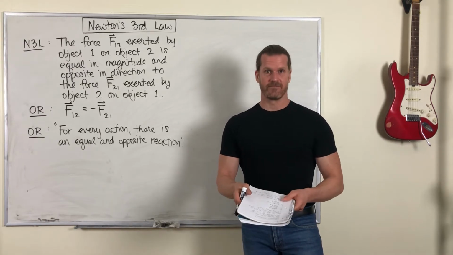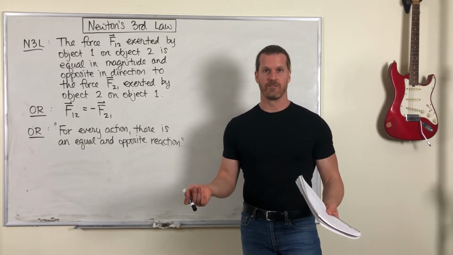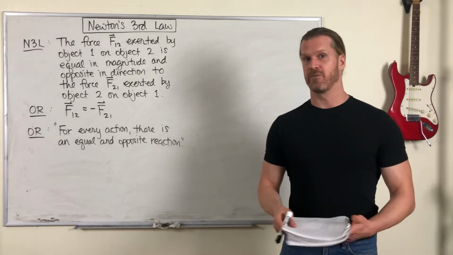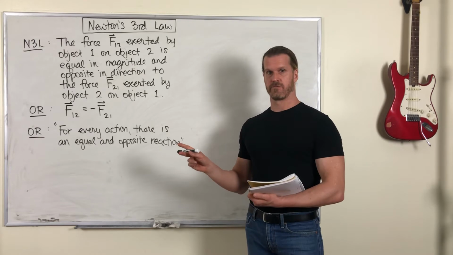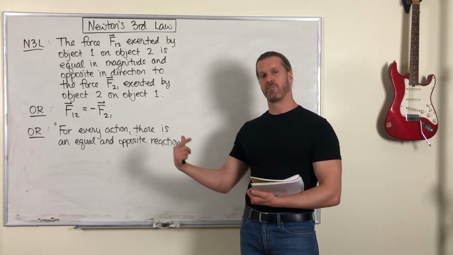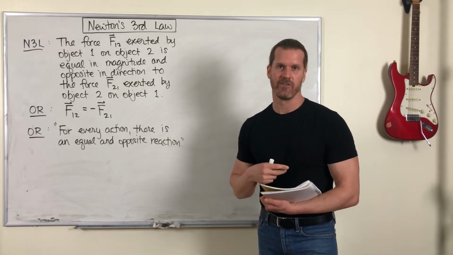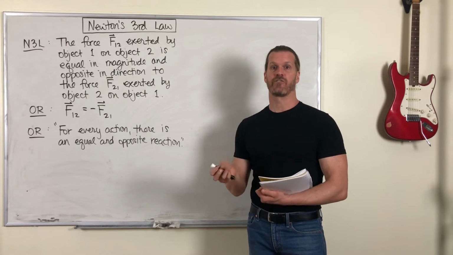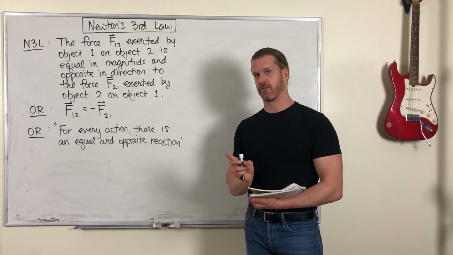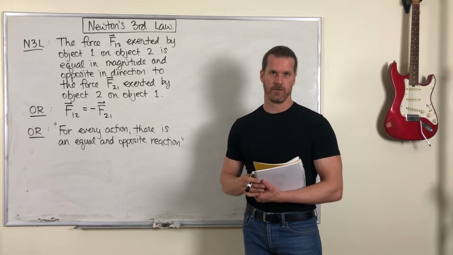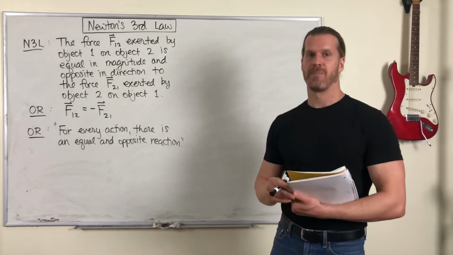Driving. How does a car drive? Similar idea to walking. When a car goes forward, it does so by pushing backwards on the ground via the friction between the tires and the road. And the ground pushes forward on the car with the same magnitude of force.